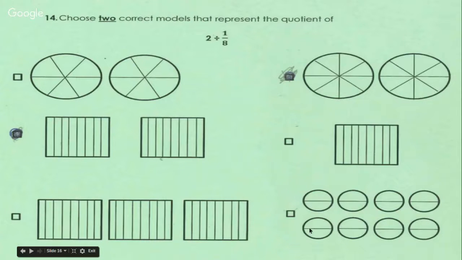So down here, this bottom right-hand corner one has 16 pieces, but started with 8 wholes. So this second one on the left and the first one on the right were our 2 correct answers for that question. I believe that was the last one.